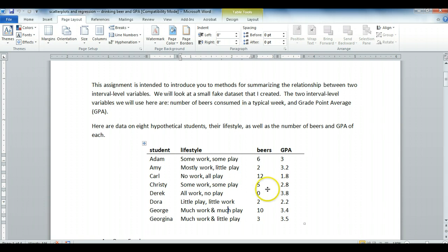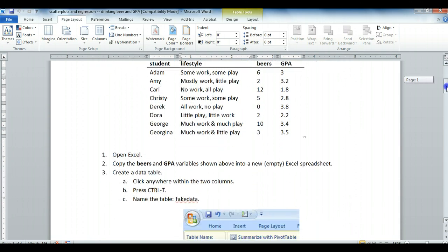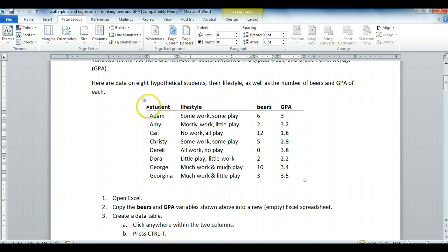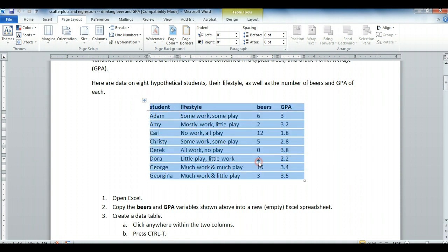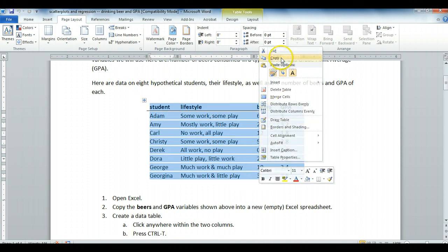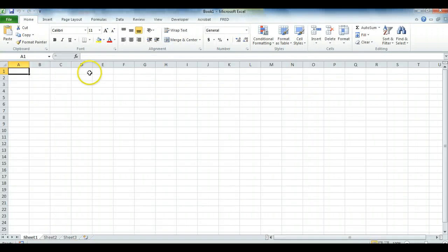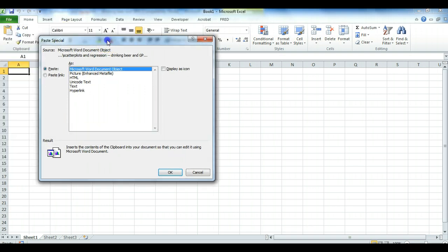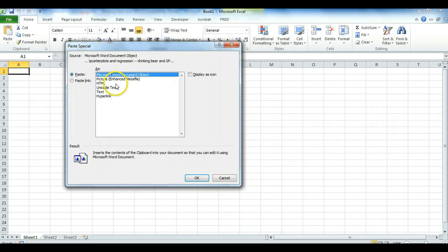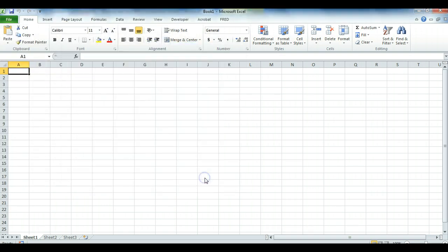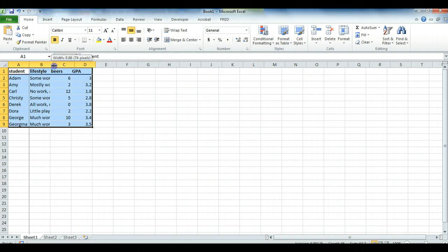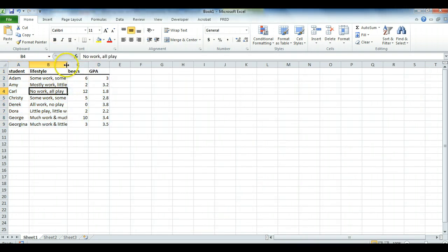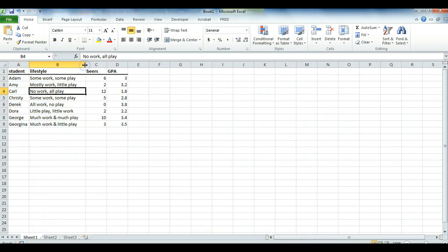Okay. So the first thing we want to do is to copy this data set into Excel. And it's already in table format, so this should be pretty easy to do by copying and pasting. And we should be able to paste it. Try to paste it as HTML. You can paste it in a variety of ways, and there it is. The name, the lifestyle, number of beers, and the GPA.